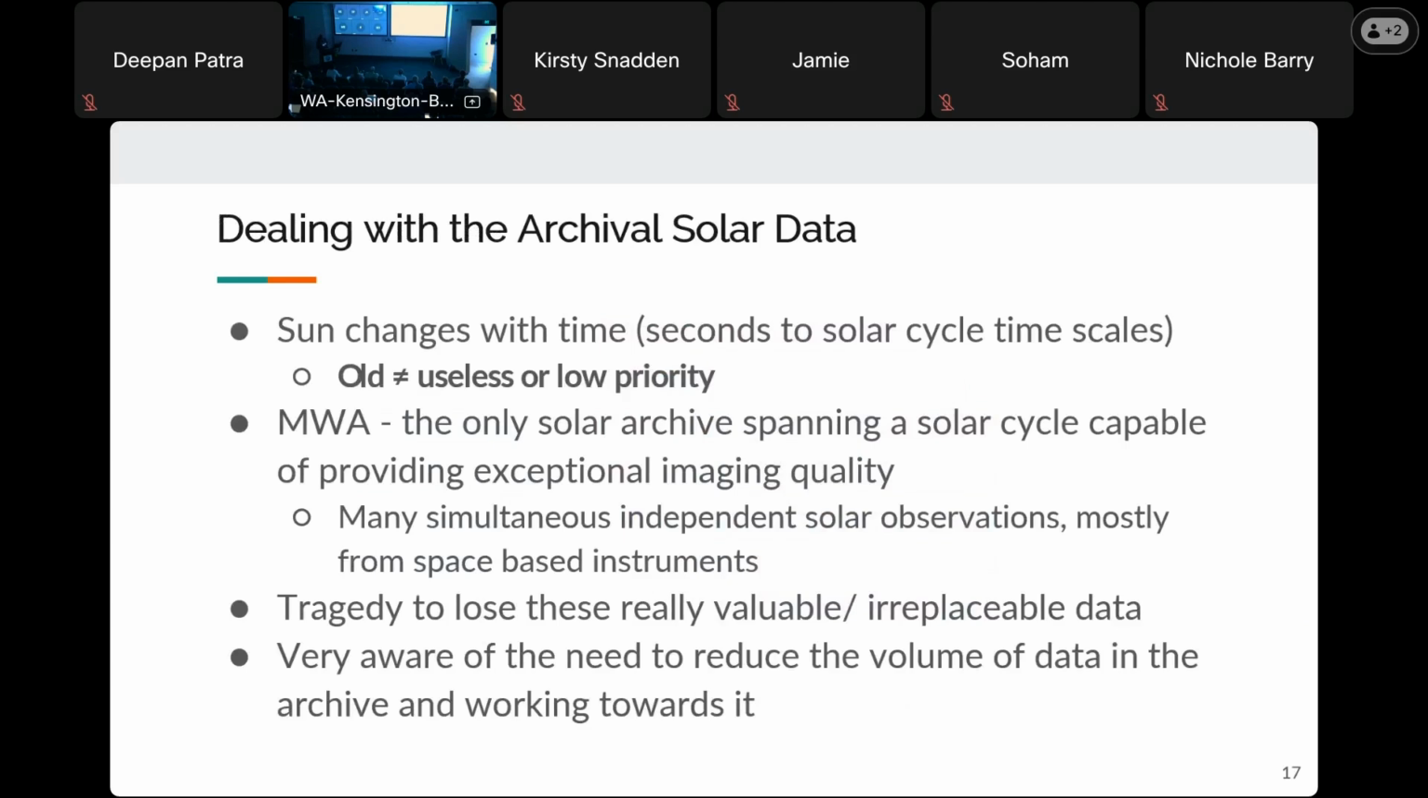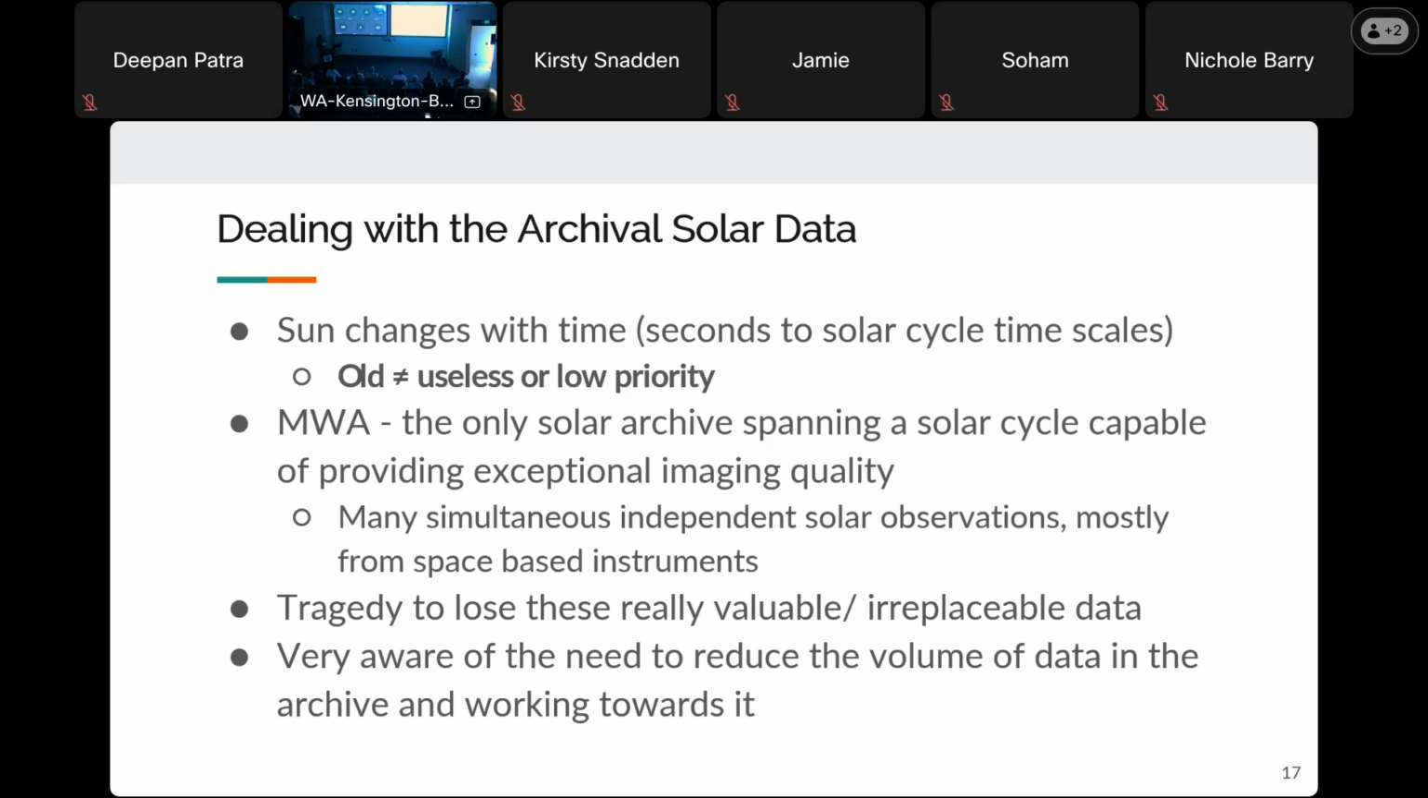We have a lot of data in the archive, but the Sun is a very unusual source where old does not necessarily imply useless or low priority, right? In fact, MWA is the only instrument of its capability which has an archive spanning a solar cycle. So we are trying our best to maintain or preserve as much of that data as possible.